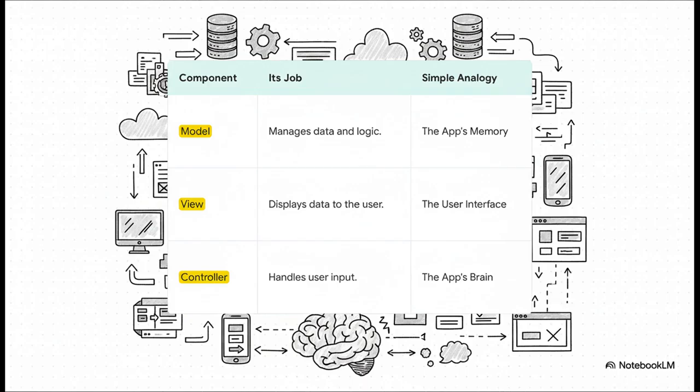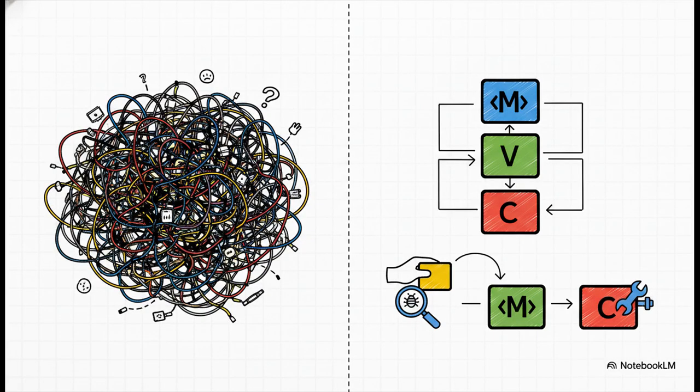The model manages all the data. It's the app's memory. The view is the user interface. It's what the person actually sees and interacts with. And the controller is the brain that takes the user's input and coordinates everything between the model and the view. Memory, interface, brain, MVC. So, why does any of this matter?